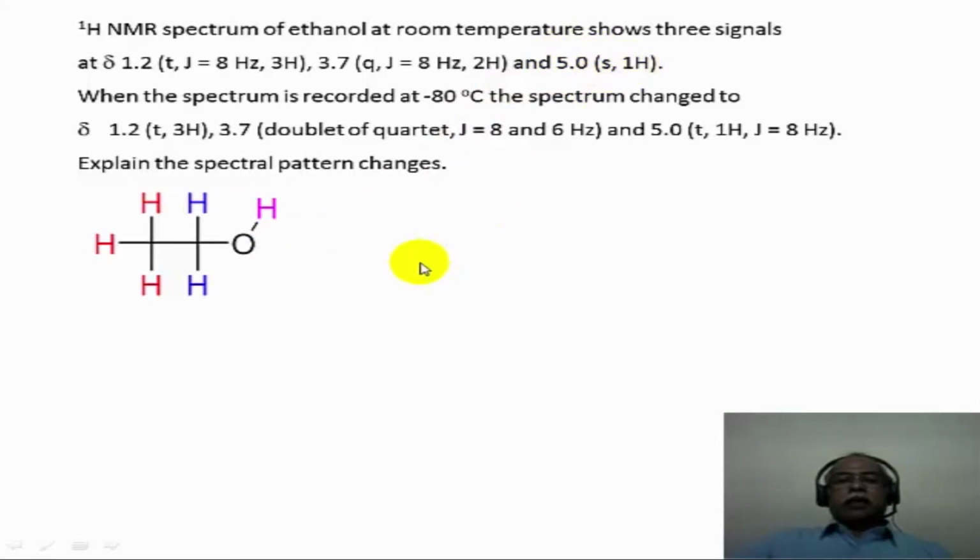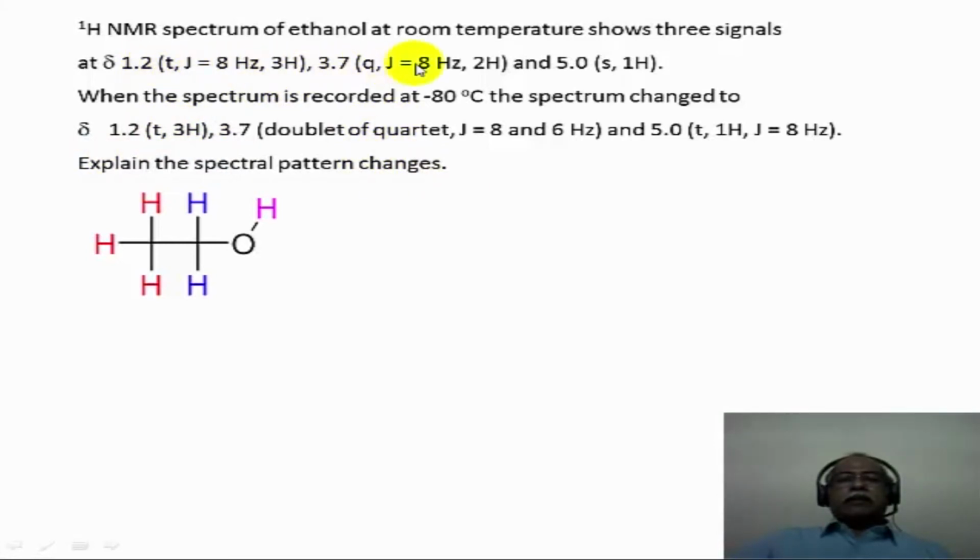It's a singlet of one hydrogen. In other words, there is no coupling between the magenta hydrogen and the two methylene hydrogens. When the spectrum is recorded at minus 80 degrees, the spectral pattern changes. Explain the spectral pattern changes in your answer. This is the question: explain the patterns that you observe.